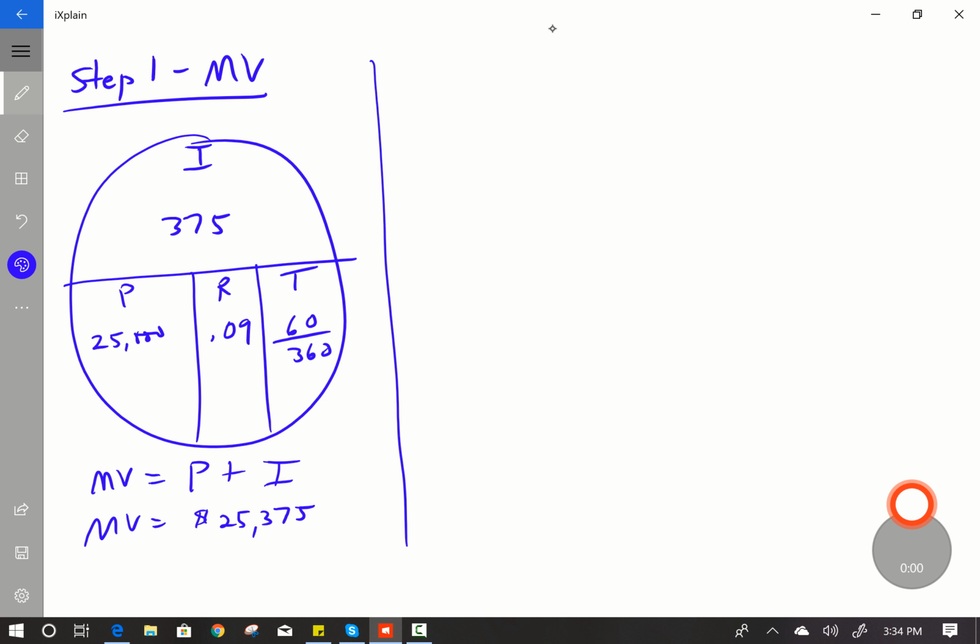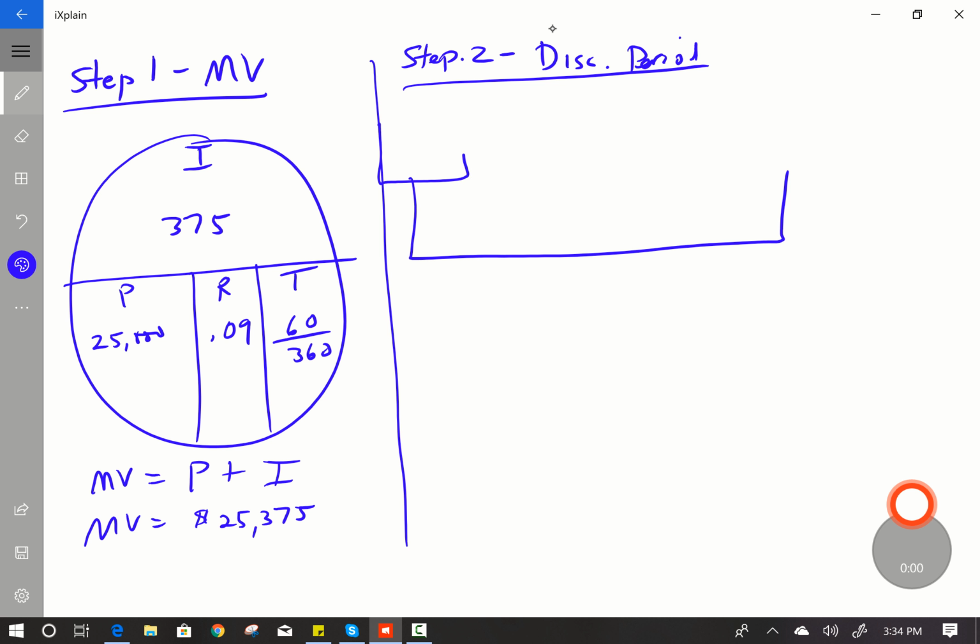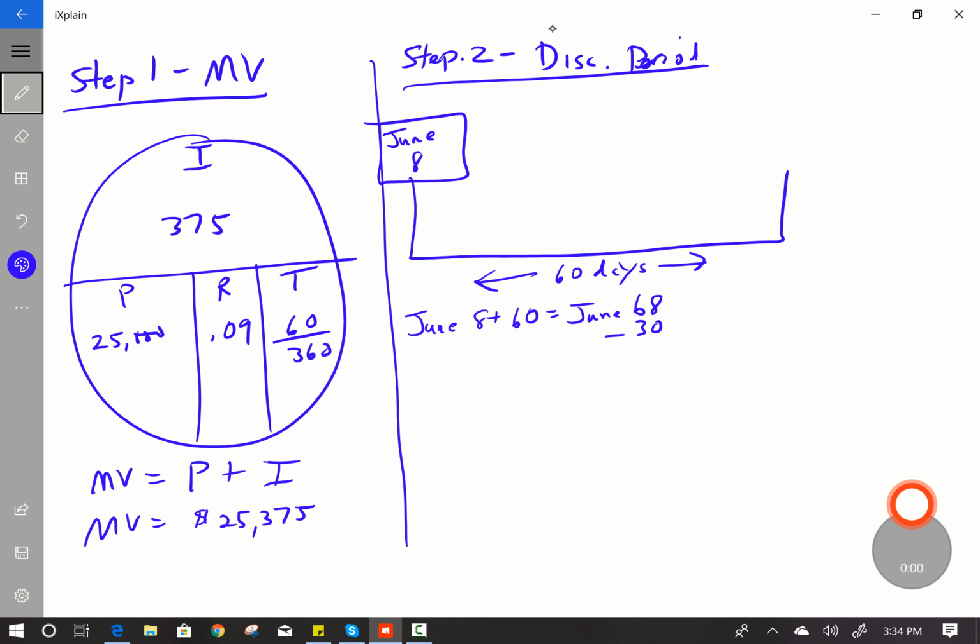Okay, then step 2 is the discount period. So we originate the note on this one on June the 8th, and this runs for 60 days. To calculate the maturity date, I'm going to take June the 8th plus 60 days equals June the 68th. Subtract out 30 days in June to give me 38 days in July. Subtract out 31 days in July to give me 7 days in August. So August the 7th is the maturity date.